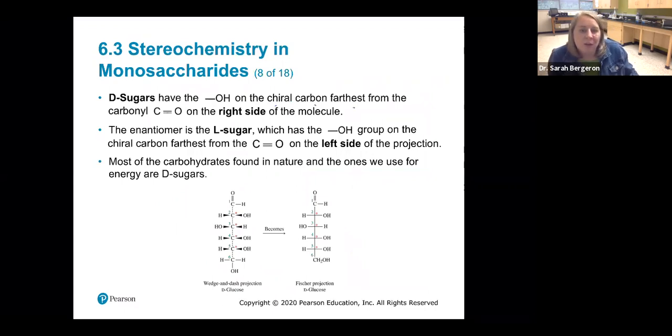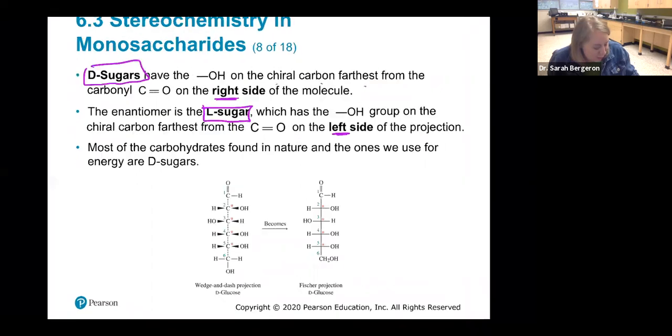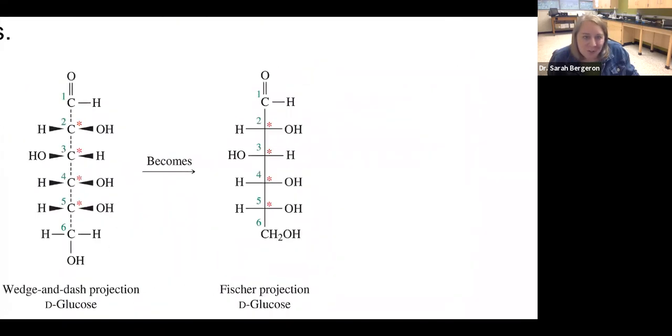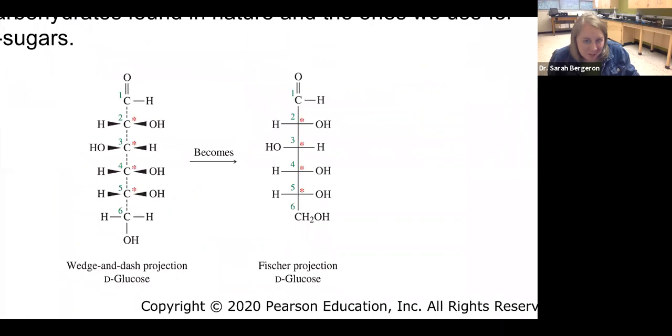All right, so D sugars, this is what we just said, have the OH on the chiral carbon farthest away from our carbonyl on the right side. So D is on the right and L is on the left. And so we're going to use this so that we don't have to do all these wedges and dashes, right? We're going to do our Fisher projection. So here's our Fisher projection. Isn't it so much easier to look at?